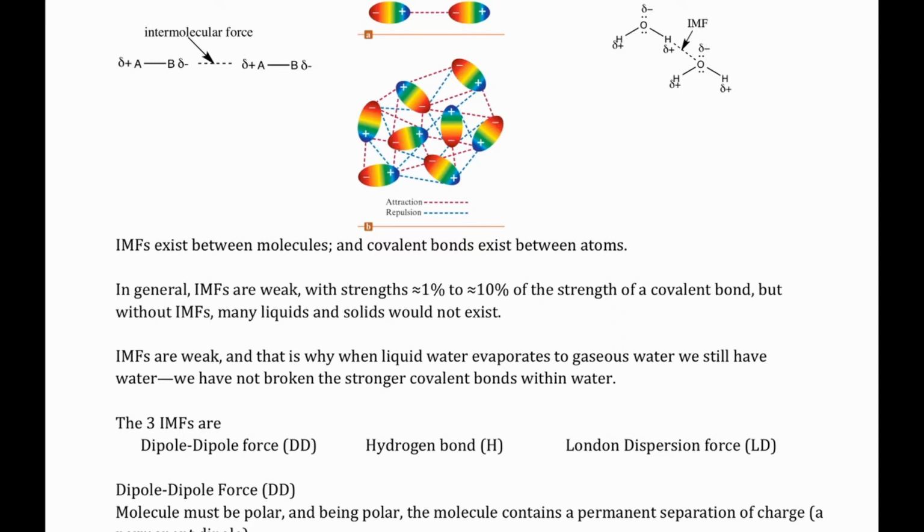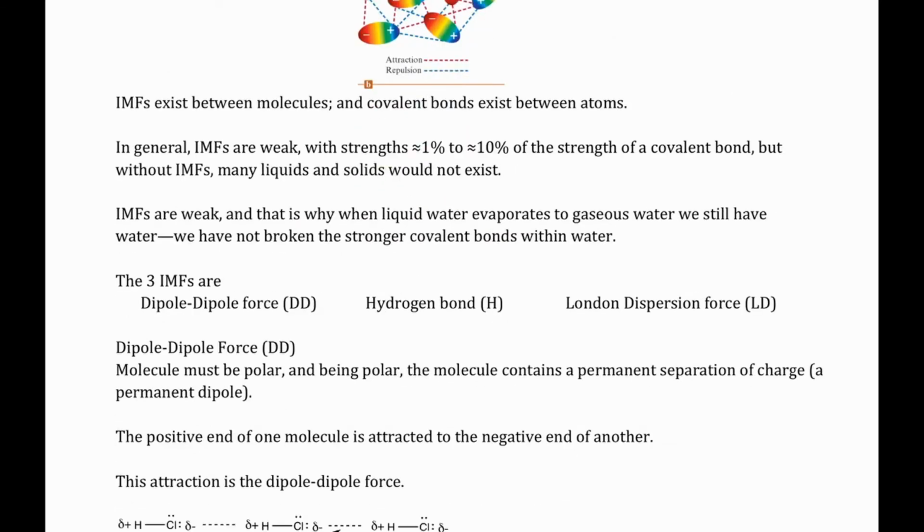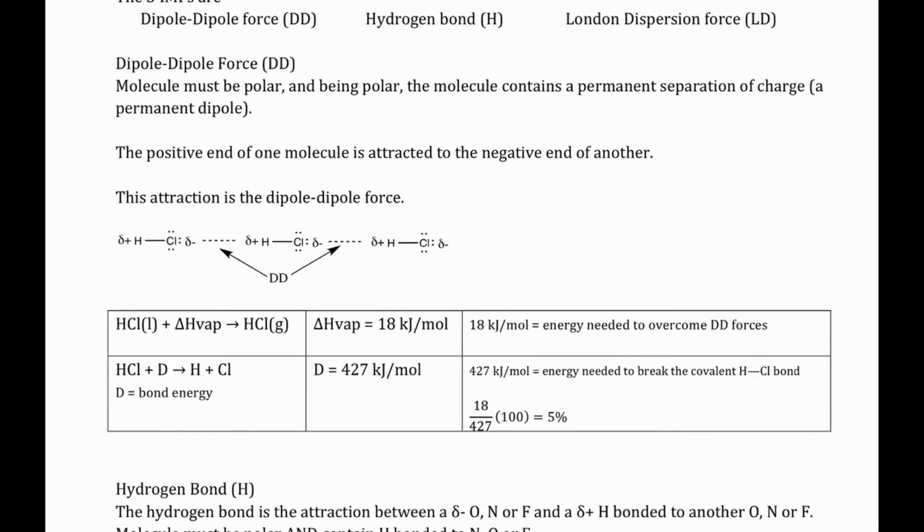The three IMF types that we will talk about are the dipole-dipole force, often symbolized DD, the hydrogen bond, often symbolized H, and the London dispersion force, often symbolized LD. All right, so first, the dipole-dipole force.